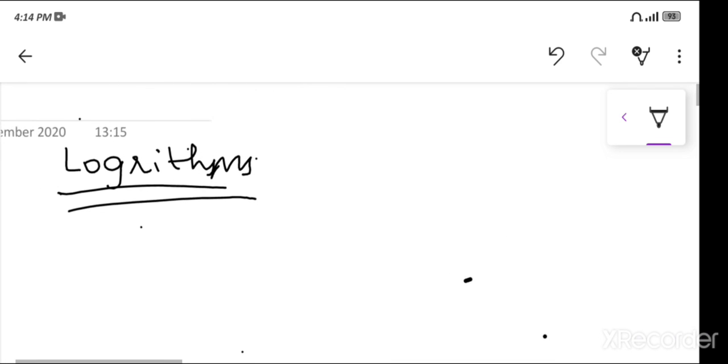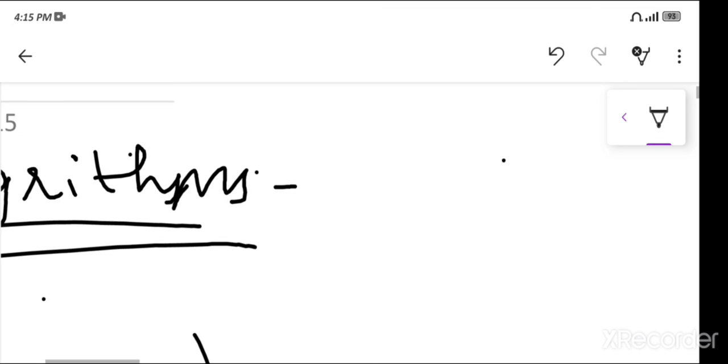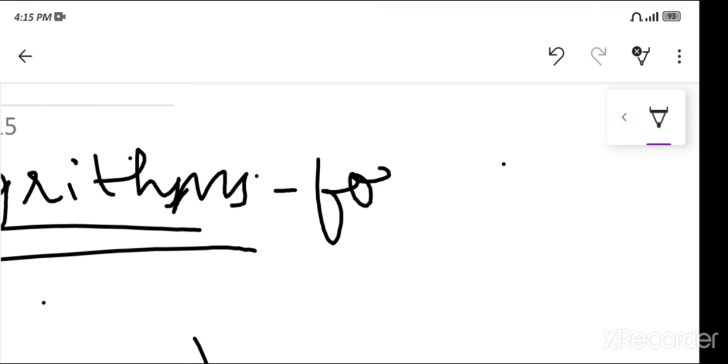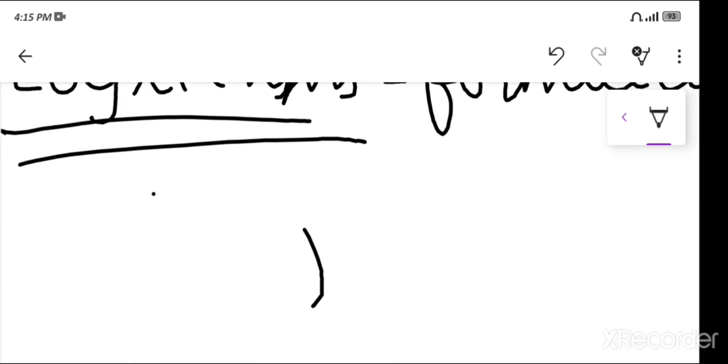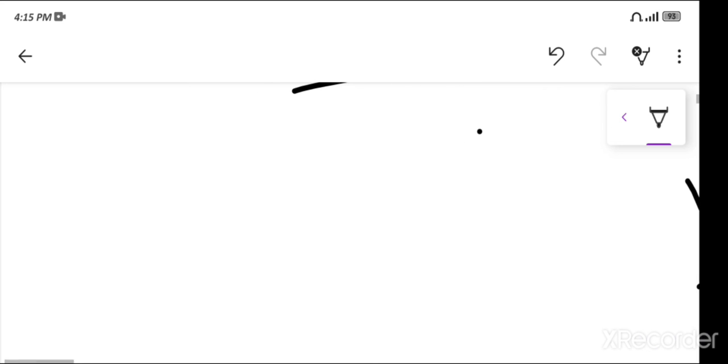So logarithms also have a few formulas which are important while doing the sums. So let us go into the first one.